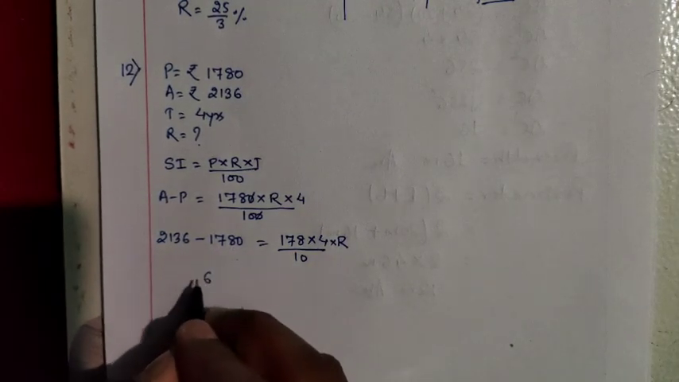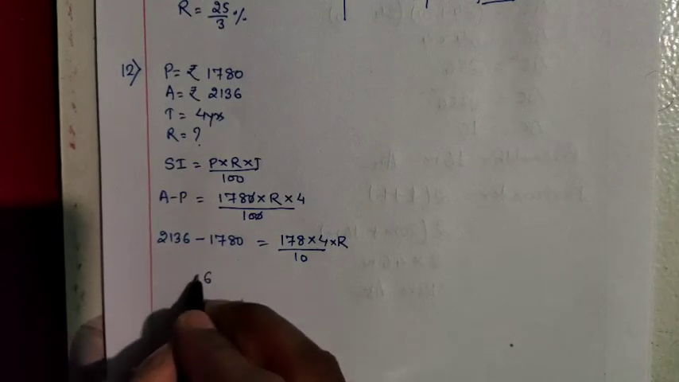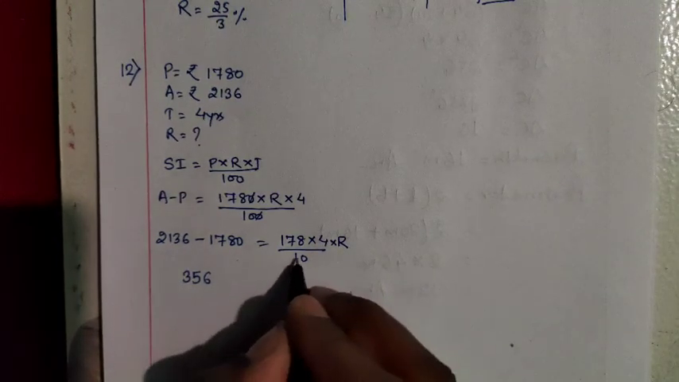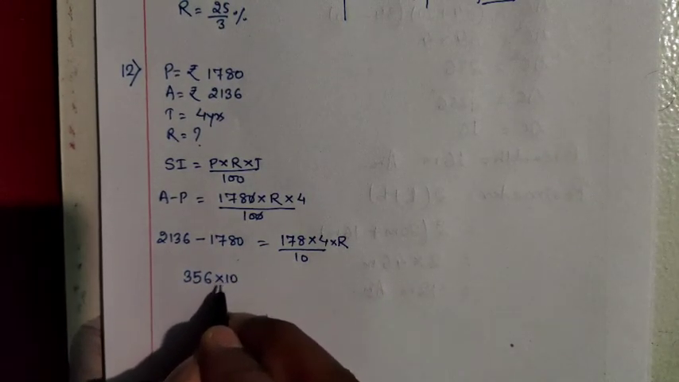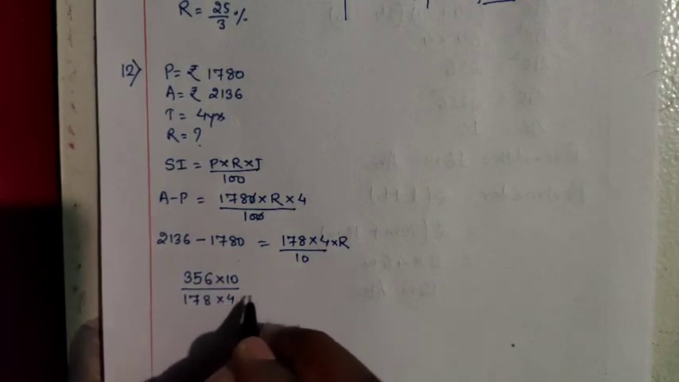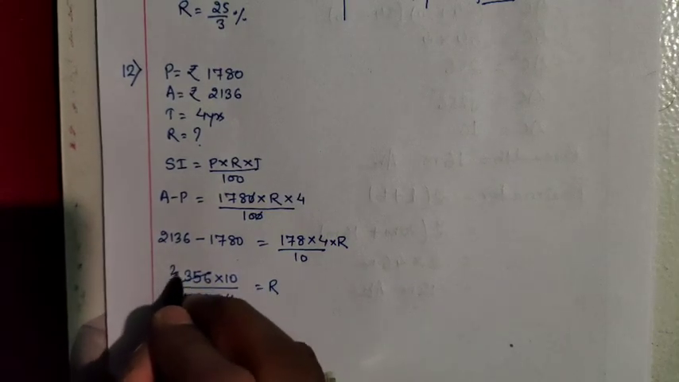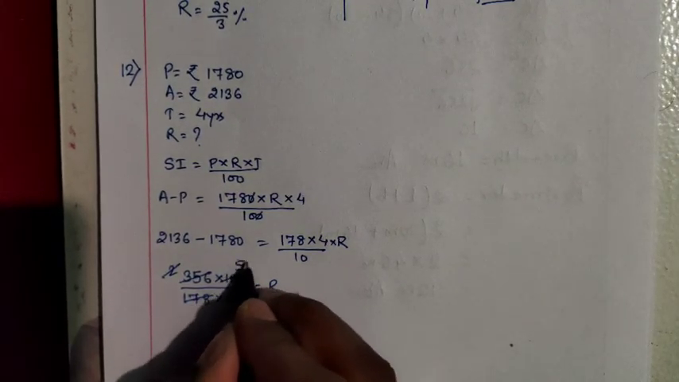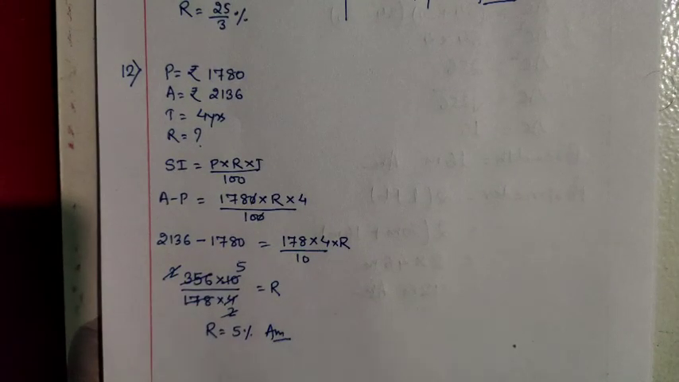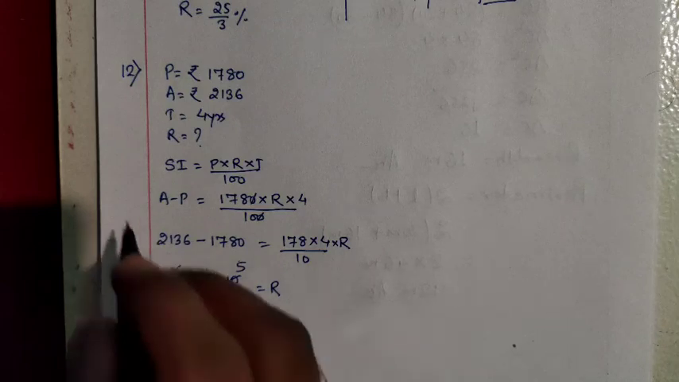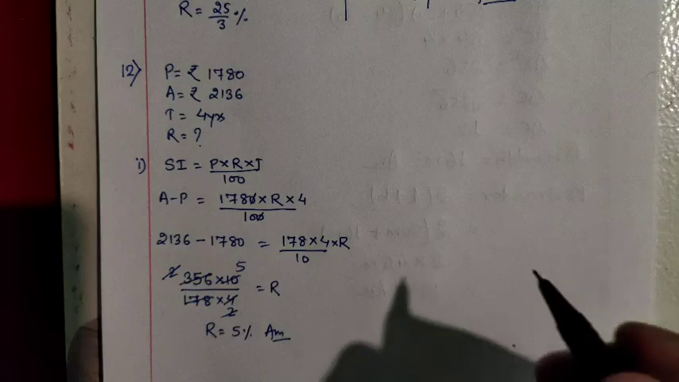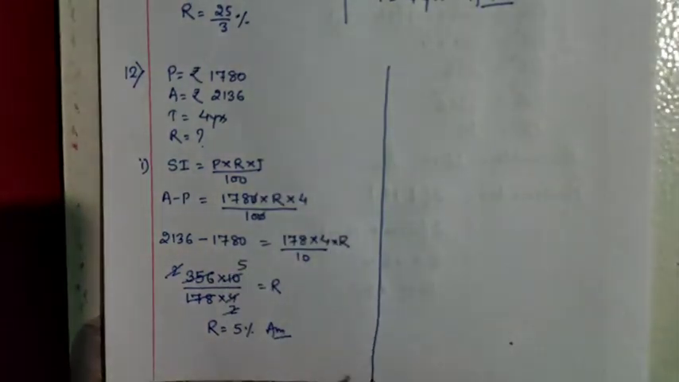6 minus 0 is 6, 13, carry 1, 13 minus 8 is 5, here it is 20, 20 minus 17 is 3, so 356. This 10 will come this side, multiplication. These two when they come this side will be division into 4 is equal to rate, 178 2 times, 2 2 ja 4, 2 5 ja 10. It means the rate we have got is 5%. This will be our first answer. And the second part is saying the sum, that will become rupees 810. For the second part it is asking the sum.